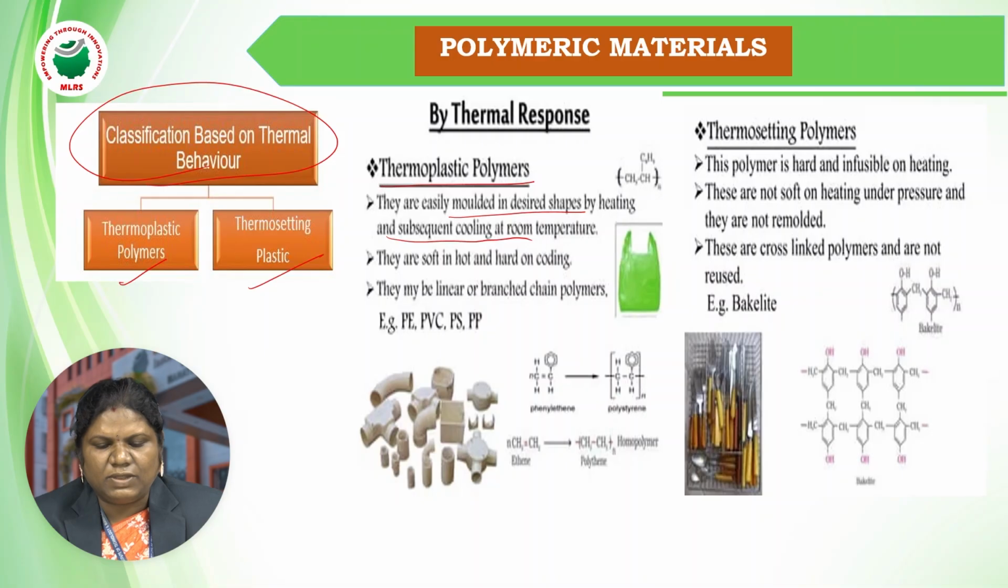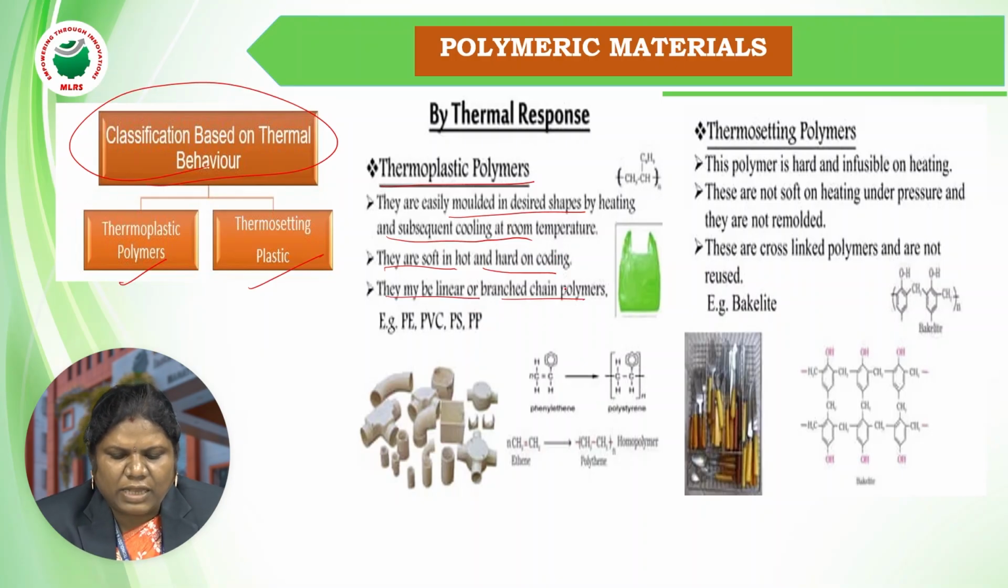The main difference between the thermoplastic polymers and the thermosetting polymers is that when thermoplastics are heated, they will become soft, and then when they are cooled, they can be remolded. They are soft on heat and hard on cooling. They may be linear or branched chain polymers. For example, thermoplastics when heated will become soft, and when they are allowed to cool, they will become hard. And we can remold the thermoplastics.